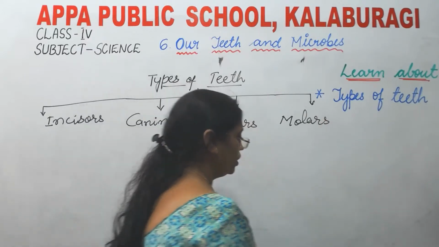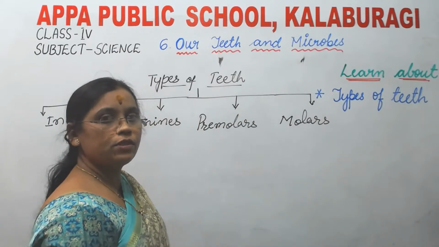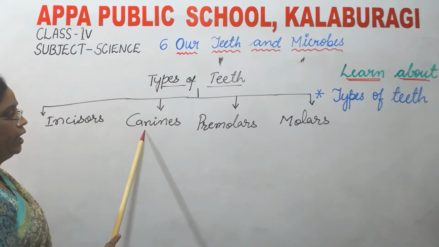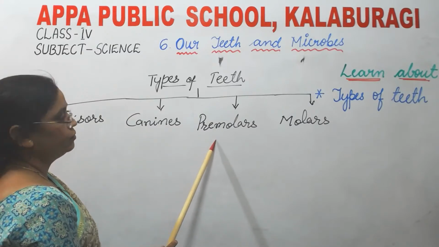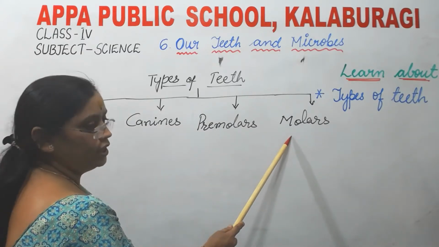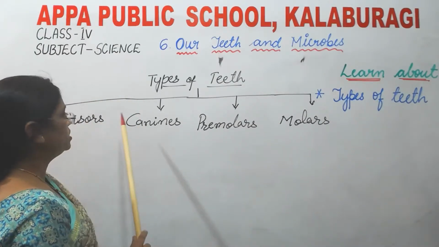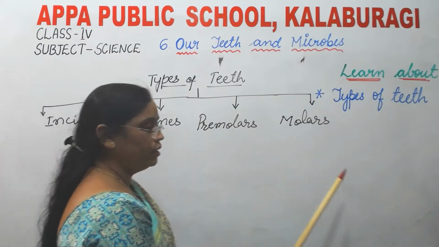So how many types of teeth do we have? We have 4 types of teeth. First, incisors. Second, canines. Third, premolars. And fourth, molars.